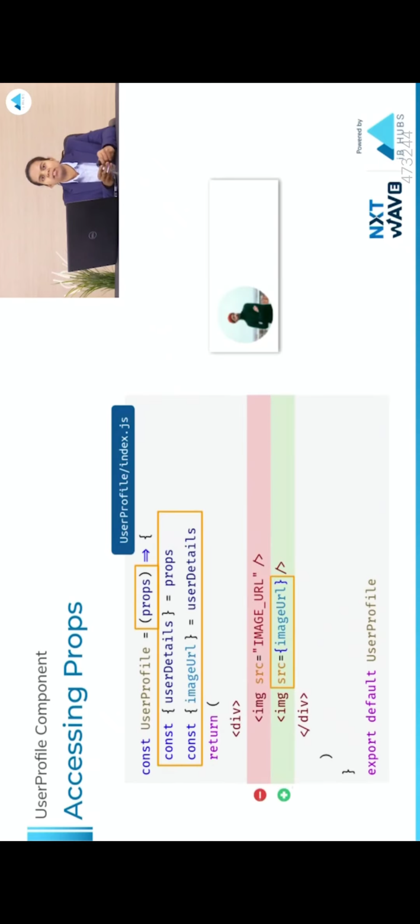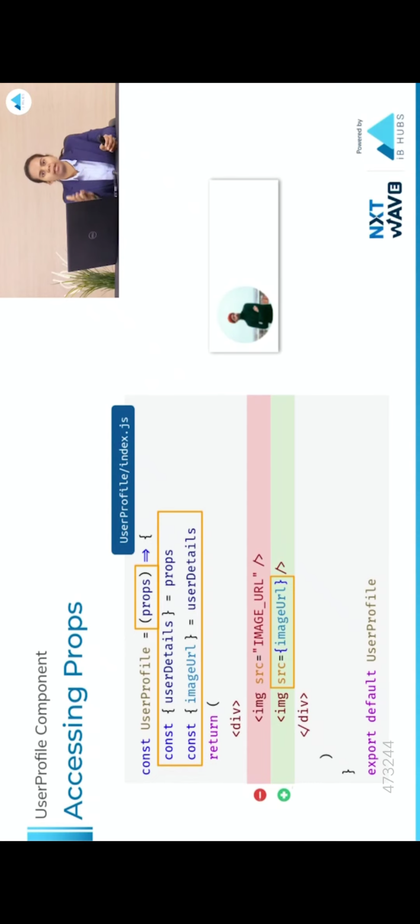Now to access these props, we'll write props as the parameter for the user profile component, and using object destructuring, we can access the user details there. From the user details, right now we just need the image URL. So using object destructuring, let's access the image URL there. There you can see, we got the image URL, right?